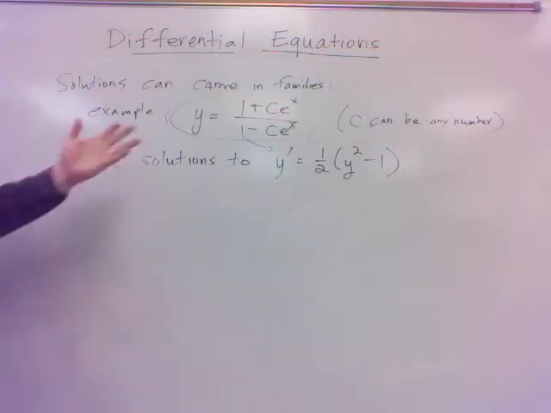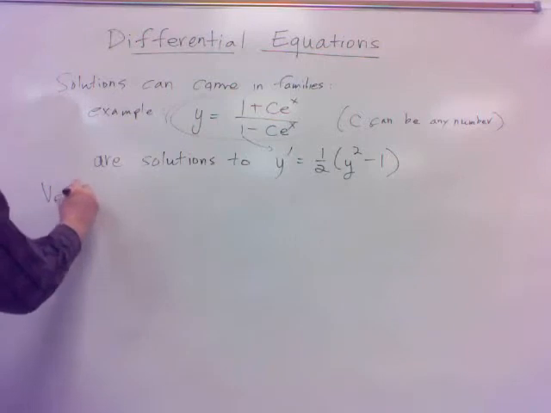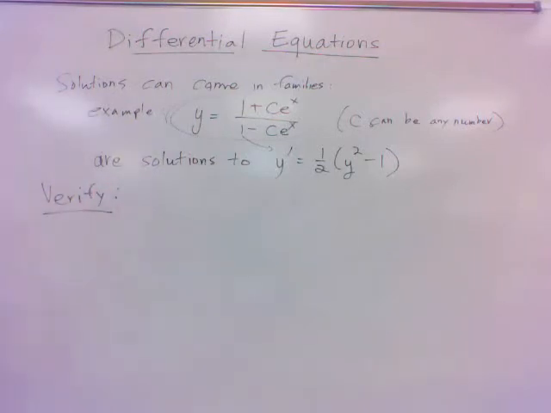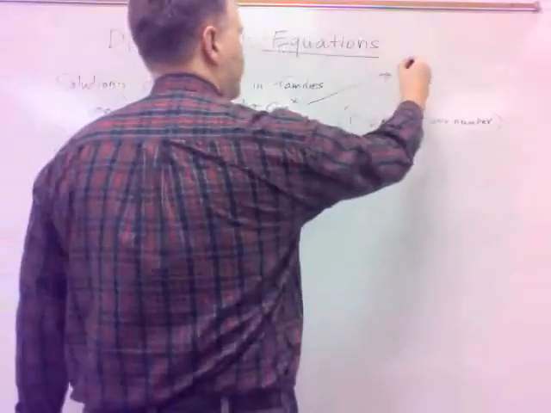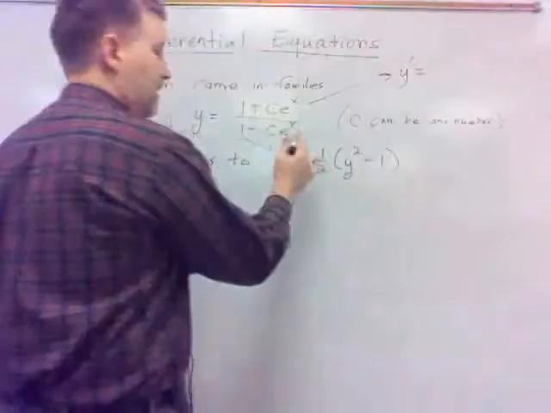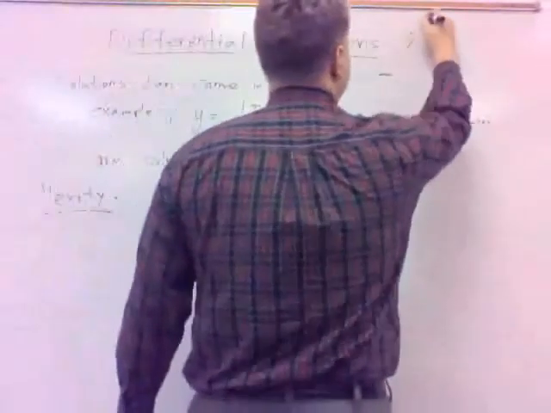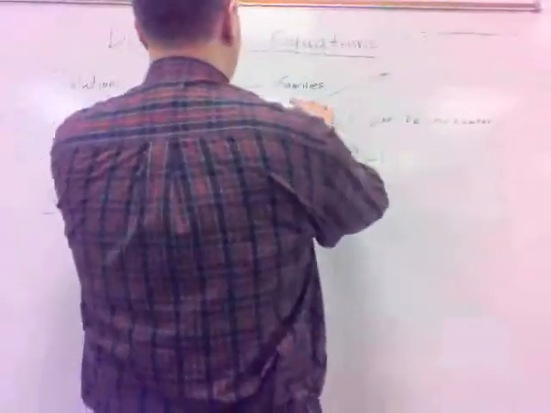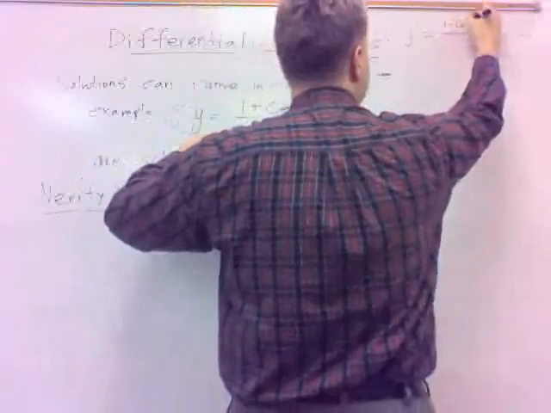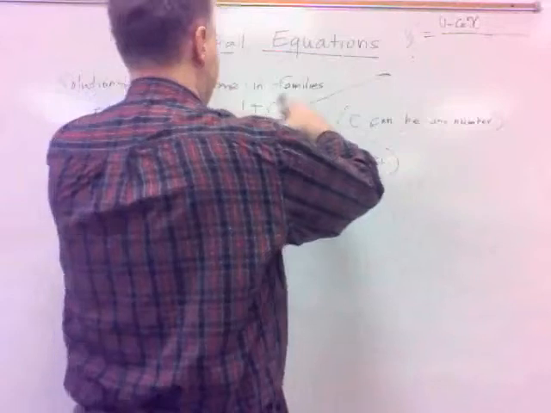Now, let's show that this is true. Let's verify this. So how would I verify it? Well, I need to plug in y and its derivative. So what's the derivative here? What rule? A little bit of quotient rule? Quotient rule. All right, so low, 1 minus c e to the x, d of the high. What's the d of the high? C e to the x.